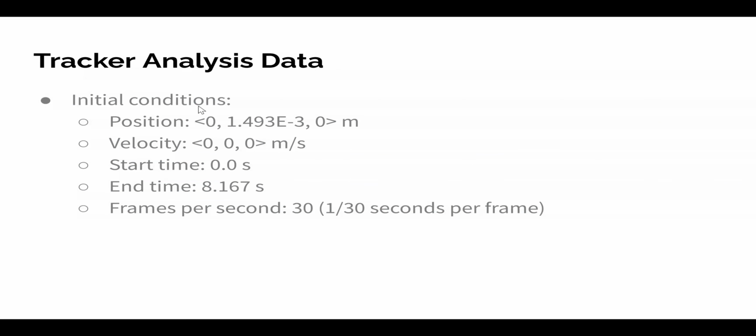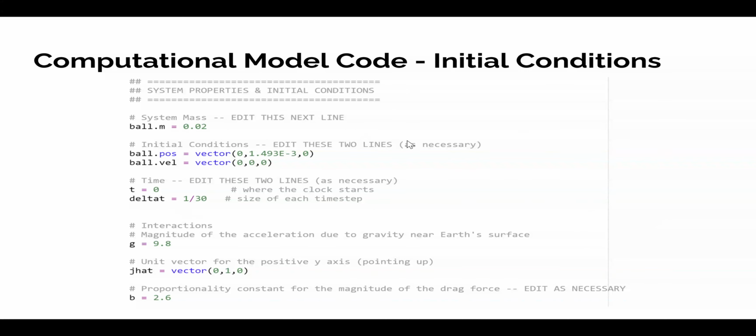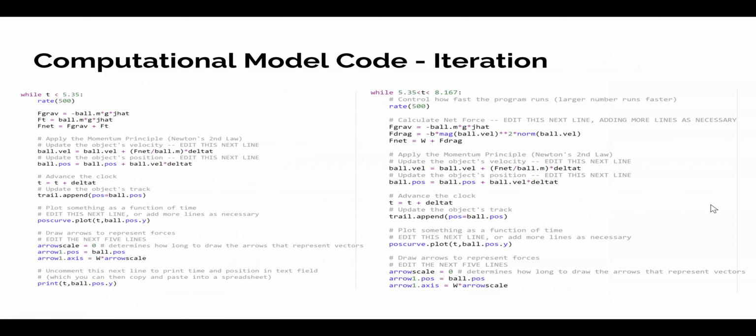So the data that I got from that, I have my initial conditions here: position, velocity, start time, end time, and frames per second, which I use as my delta t. And then I put that into my initial conditions of my code, along with the proportionality constant for the drag force formula here. And then here is my actual process of iteration for the computational model.